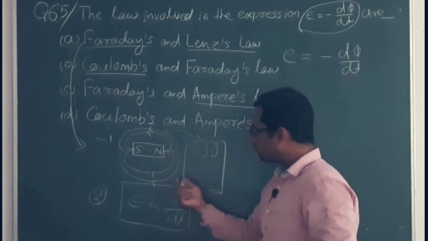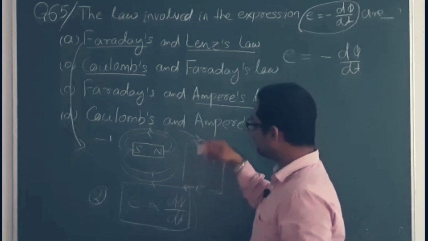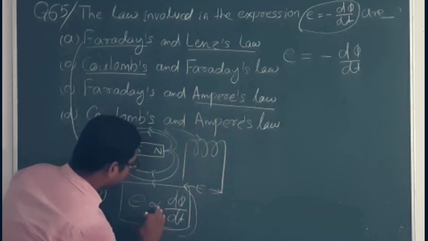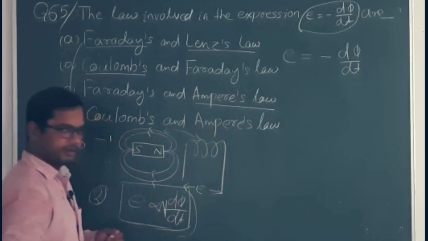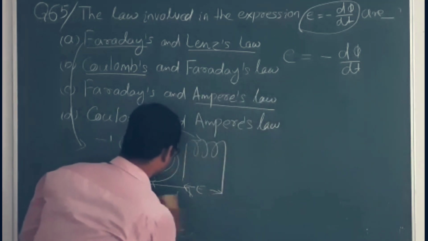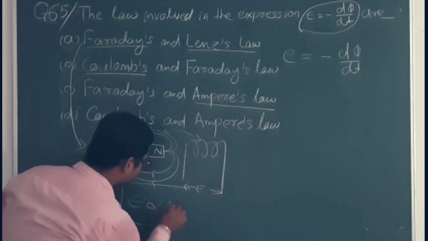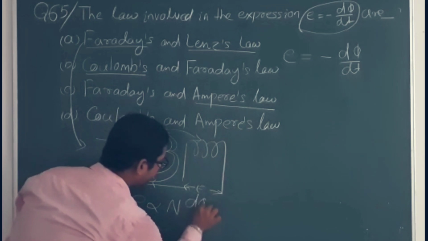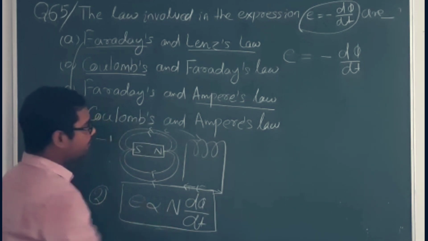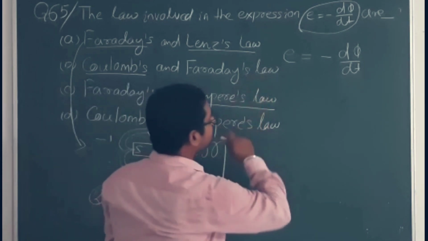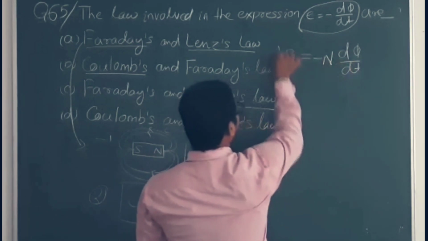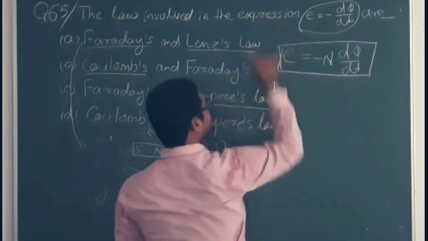Another thing I have left out: whatever rate of change of flux is there, it is for only one conductor. If you have a number of conductors, then your EMF value will be n d phi by dt. E is directly proportional to n d phi by dt. So what is n? N is the number of turns of the coil. Similarly, this expression will be minus n d phi by dt. So this is the expression for the EMF in your coil.